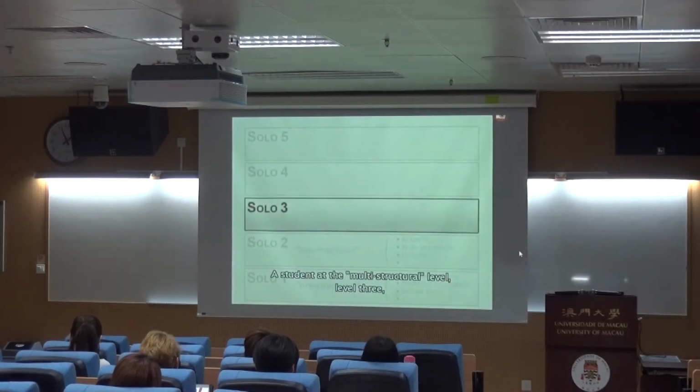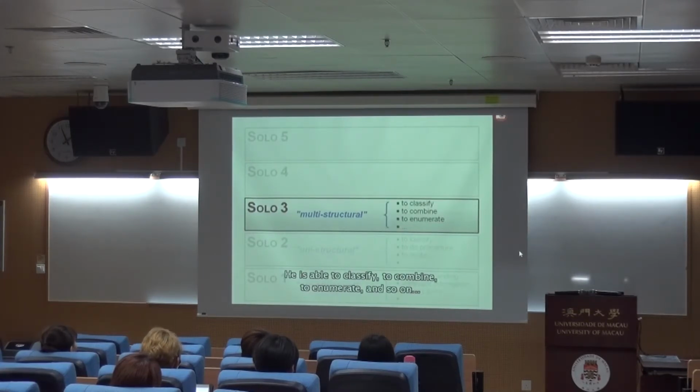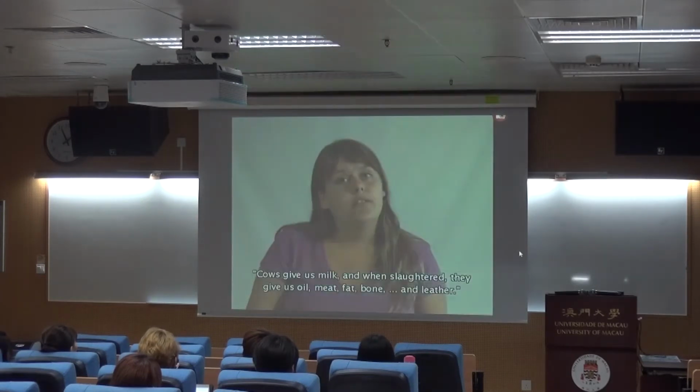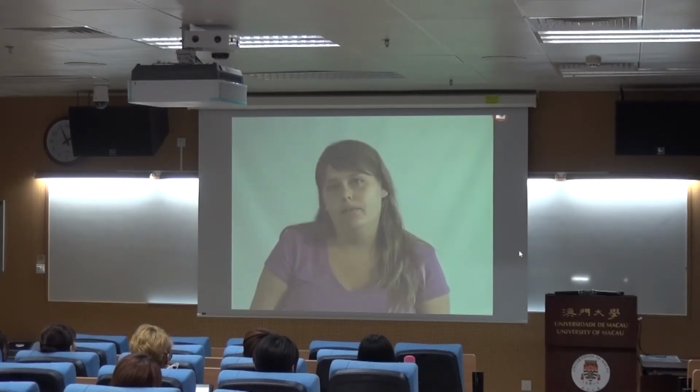A student at the multi-structural level, level three, can focus on several relevant aspects, but they are considered independently. He is able to classify, to combine, to enumerate, and so on. Cows give us milk, and when slaughtered, they give us oil, meat, fats, bone, and leather.